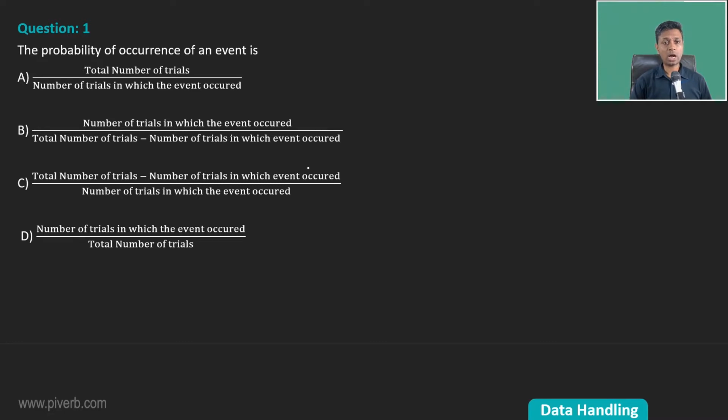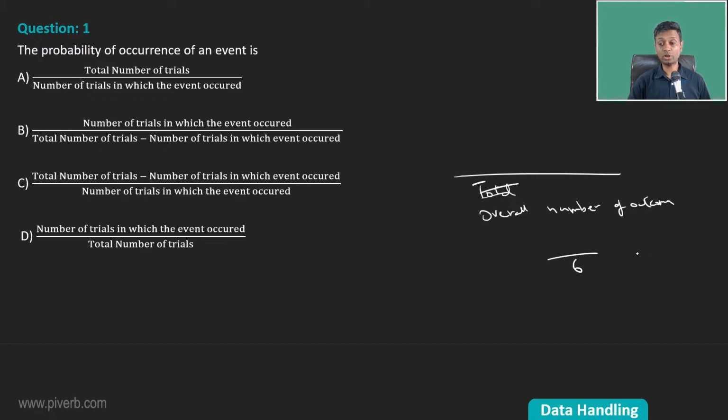The probability of occurrence of an event is a very simple idea. The denominator is a superset: the total number of possibilities, number of trials, or overall number of outcomes. I'm going to keep it very simple. So if you roll a die, there are 6 outcomes possible. The denominator will be 6.